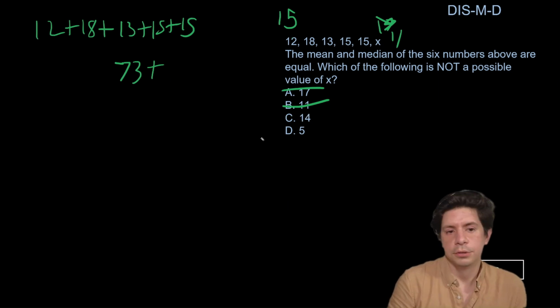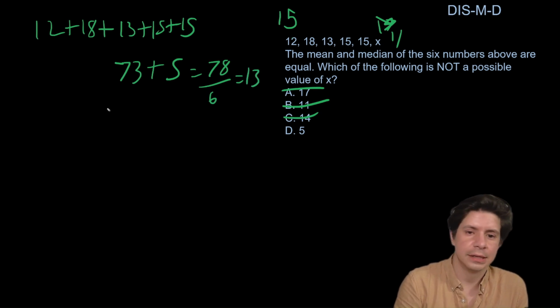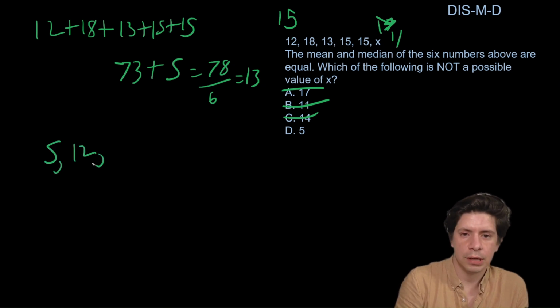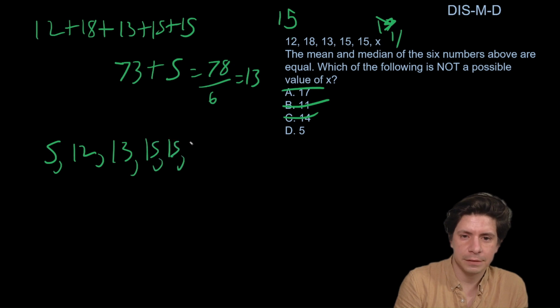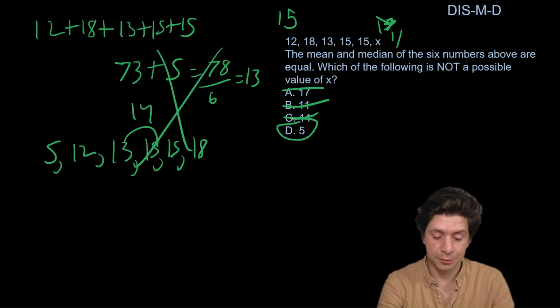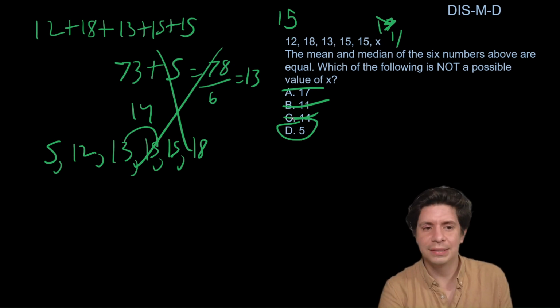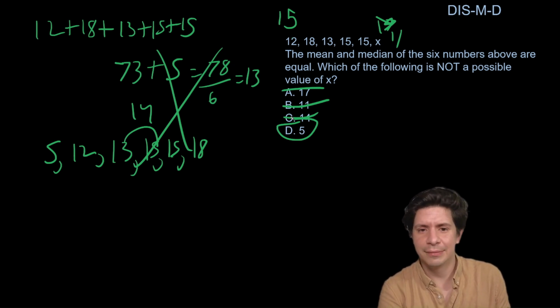So when we do D, we're going to be adding 5. We're going to get 78. 78 divided by 6 gets us 13. Okay? Then 13 is our new average, but when we order the numbers, we have 5, 12, 13, 15, 15, 18, and the median would be 14. And that doesn't work, so then the answer is D. D is not possible. This one's been the one that's had the most work so far, but it's still not too crazy, and if you can do it in the amount of time I just did it in, you'll be golden.